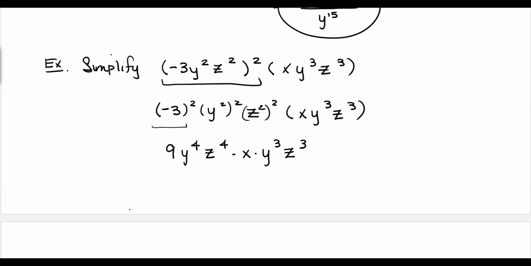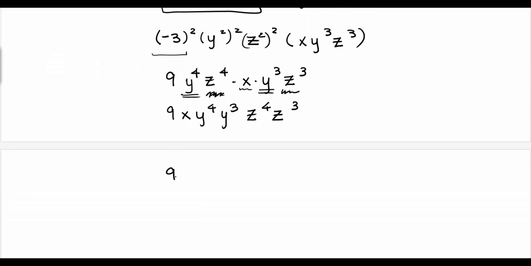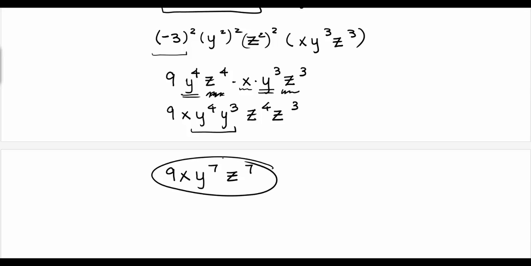Now I'm going to combine everything that has like bases. So my 9 stays out here. Let's do my x's first. Here I have an x, and then I have y to the 4th, y to the 3rd, and z to the 4th, z to the 3rd. So I can simplify that, and I get 9x, y to the 4 plus 3, which is y to the 7, z to the 4 plus 3, which is z to the 7. So this one again uses both power and product rules.